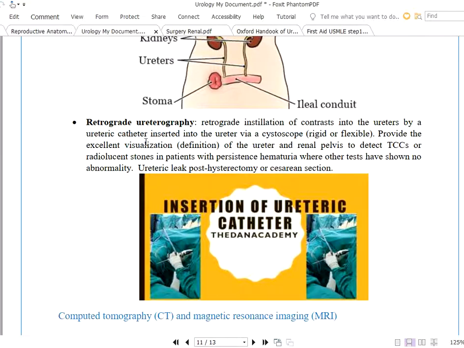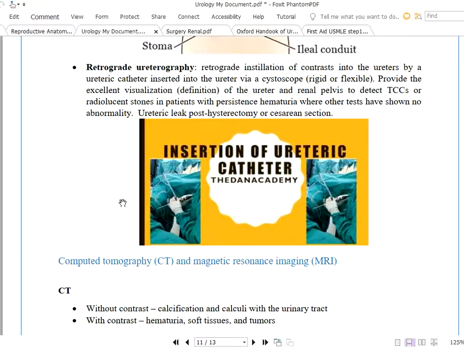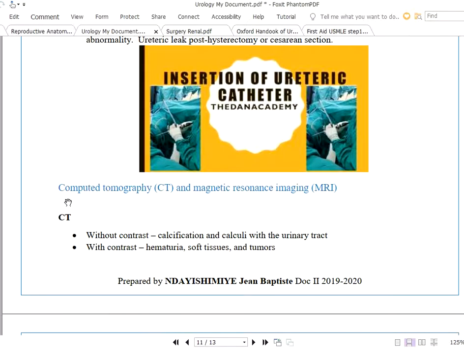It provides an excellent visualization or definition of the ureter and renal pelvis, maybe to detect transitional cell carcinoma or a radiolucent stone in a patient with persistent hematuria, where other tests have shown no abnormality and no signs of UTI. So it's just a patient who comes with hematuria that has persisted for that long, and it prompts us to do further investigation. This is done under general anesthesia.